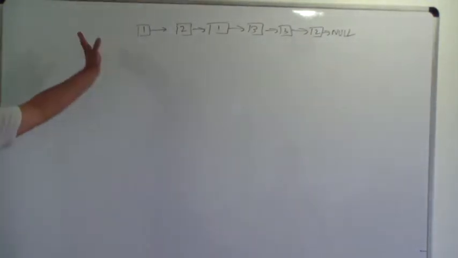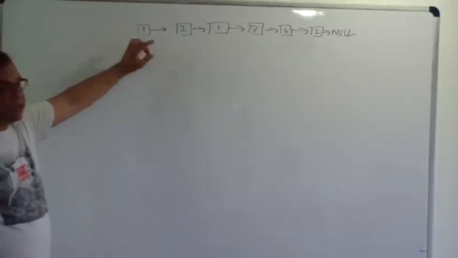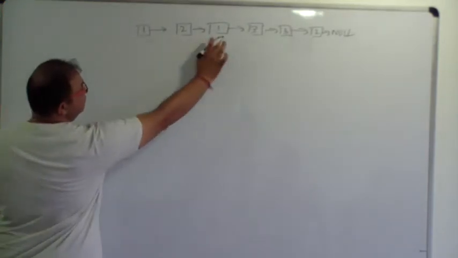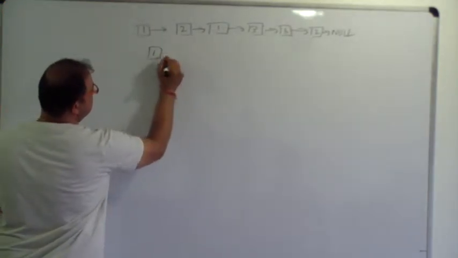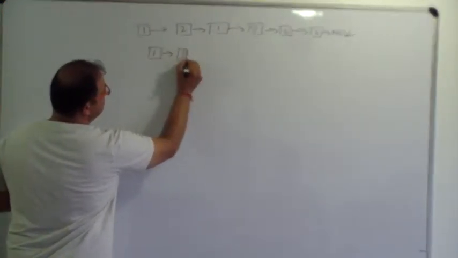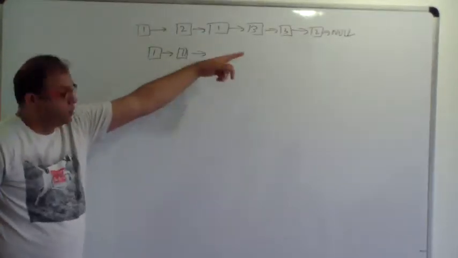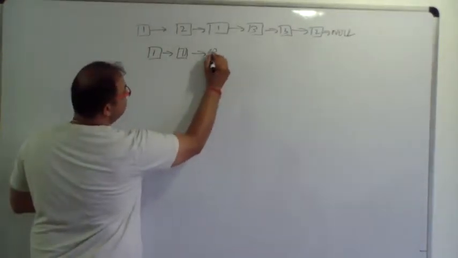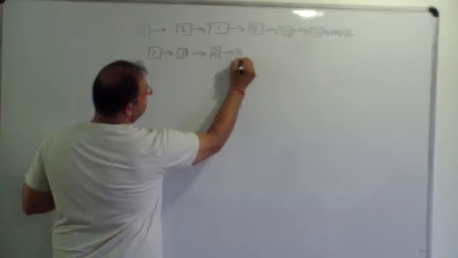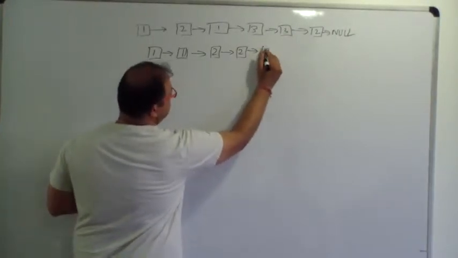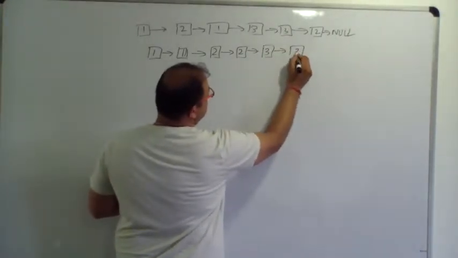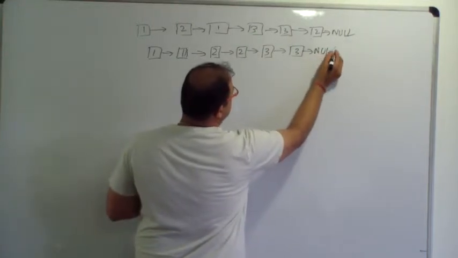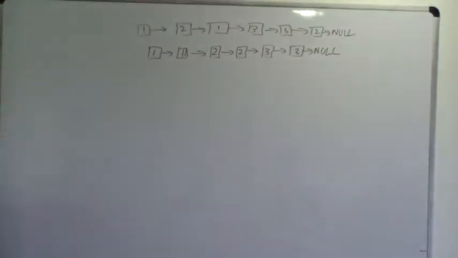Right? So we have to arrange it so that all the 1s come in the start. So it will be like 1, 2, 1, and 1. And then comes 2. So it becomes 2 and 2. And then comes 3 and null. Okay? So you guys tell me how you would do that.